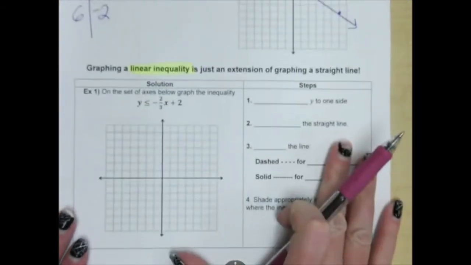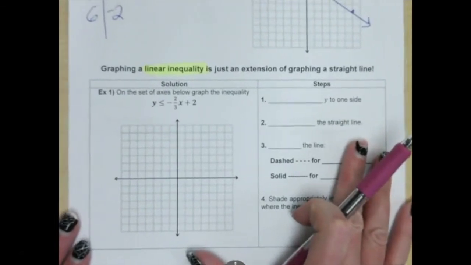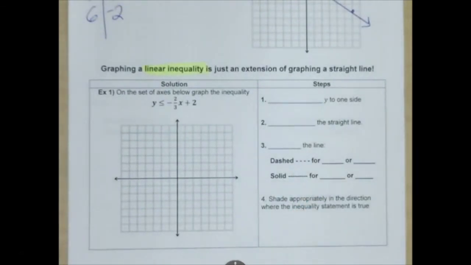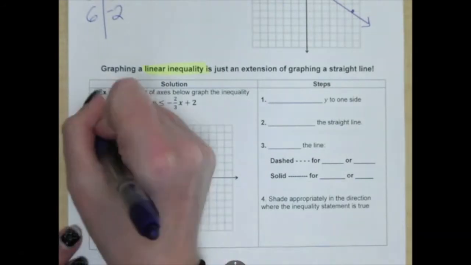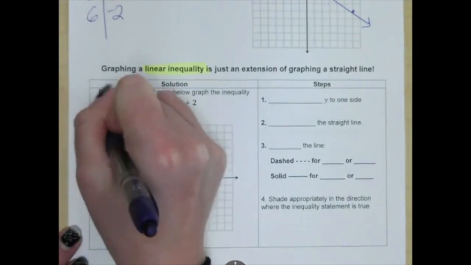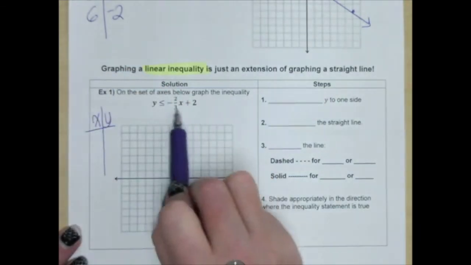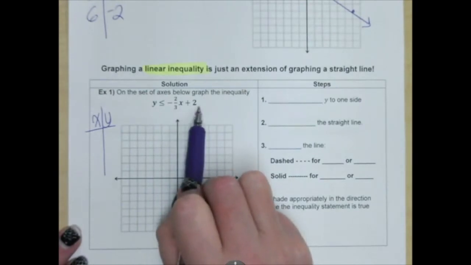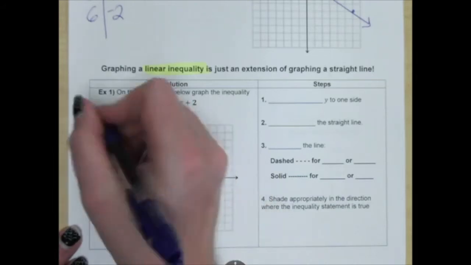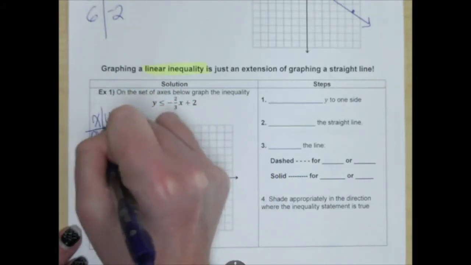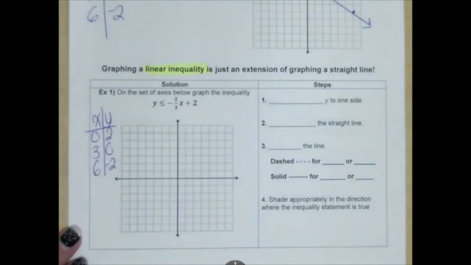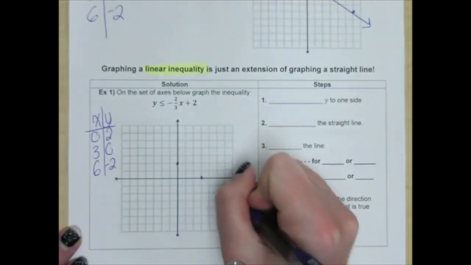When I graph an inequality, it's very similar to graphing equations. There are just about 2 more extra steps to remember. On the side, I'm still going to create my XY table, and I don't have to type this into my graphing calculator because it's the same function as the do now. So I already know the points I want to plot: (0, 2), (3, 0), and (6, negative 2). Just like the do now, I plot those points.